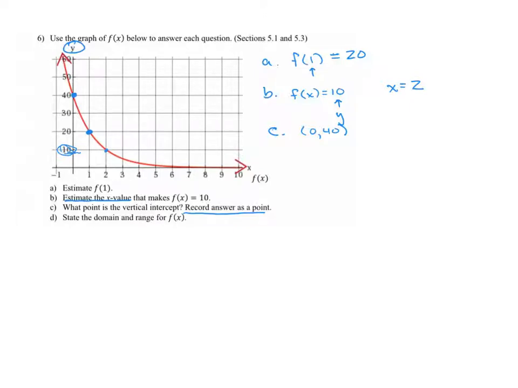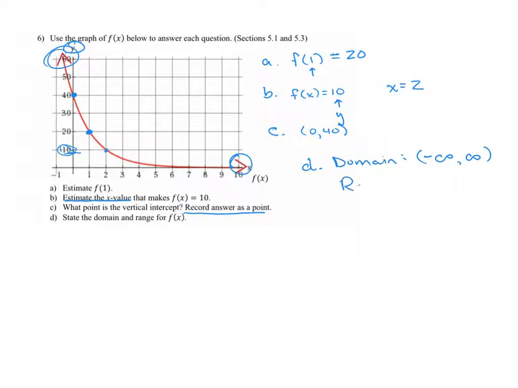All right, for part D, we want our domain and range. For our domain, we want to know how far left this goes. This arrow continues going forever to the left, so this is negative infinity. This arrow continues to the right forever. This is positive infinity. The other thing to note is that this is an exponential graph, and remember that all exponentials have a domain of negative infinity to positive infinity.